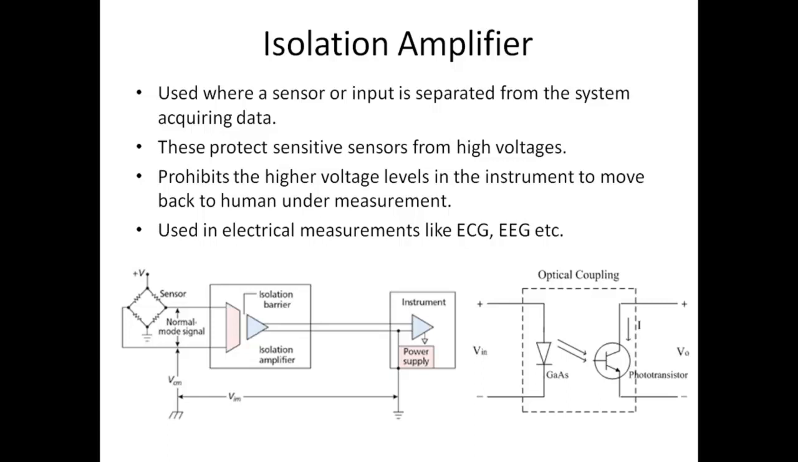An example of amplifier isolation exists in medical devices that use electricity to get physical data from patients, such as ECG or EEG. The electricity produced in a human on account of internal activities is of the order of microvolts or at the most millivolts. This weak signal is picked up by the instrument and is first fed to the isolation amplifier, which prohibits the higher voltage levels in the instrument from moving back to the human under measurement. This is essential to protect the human patient from shock hazards.